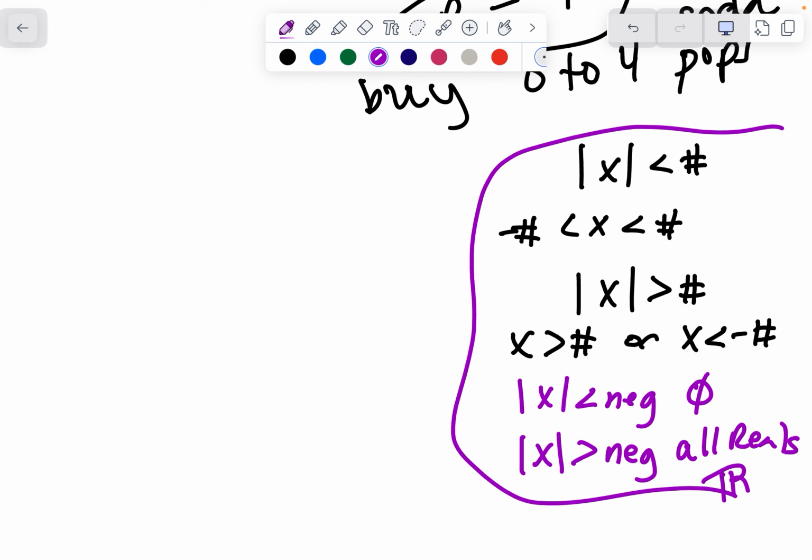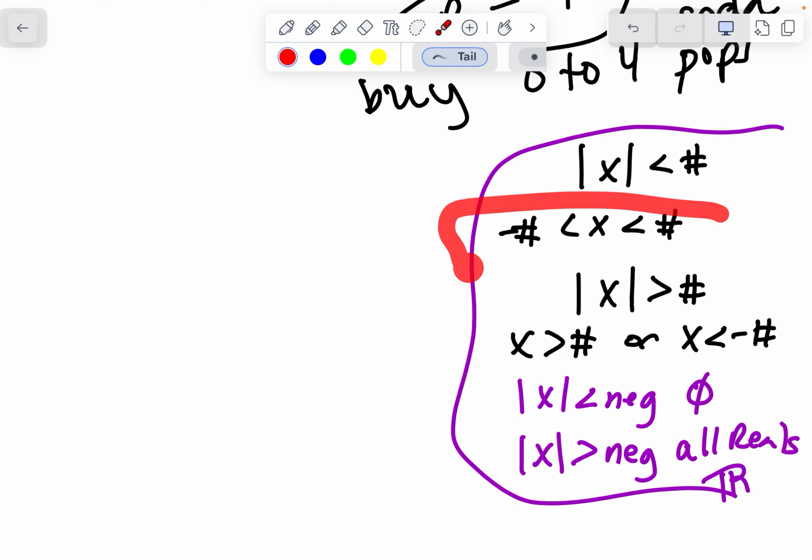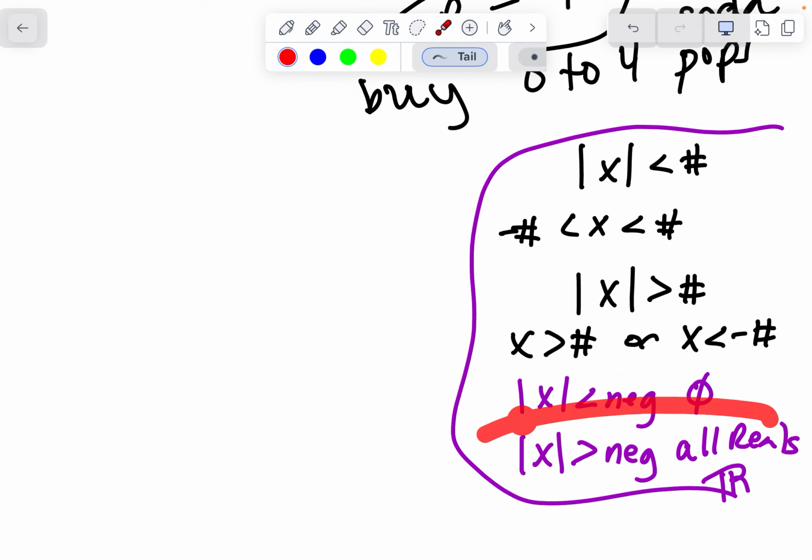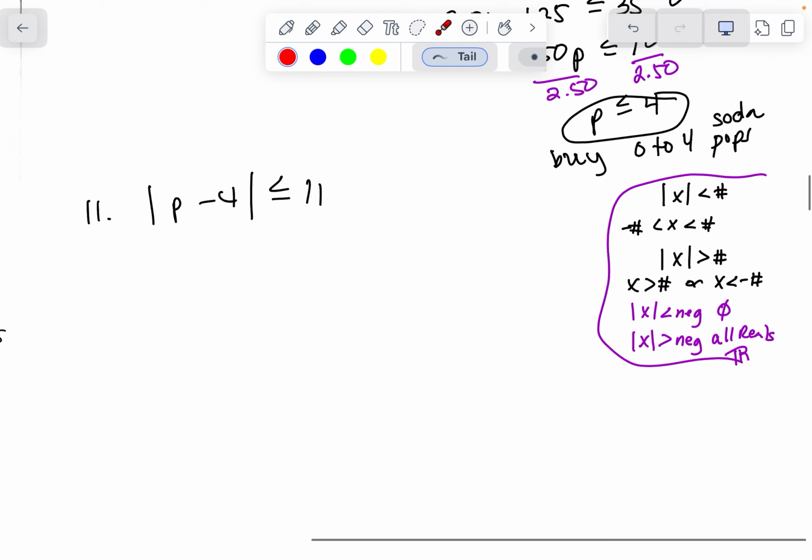Those are some good rules to study for before the test. Okay. So those rules are, again, absolute value less than, you stick the negative version on the other side. Absolute value greater than is an or. If you have absolute value less than a negative, can't happen. Absolute value greater than a negative, all numbers work.